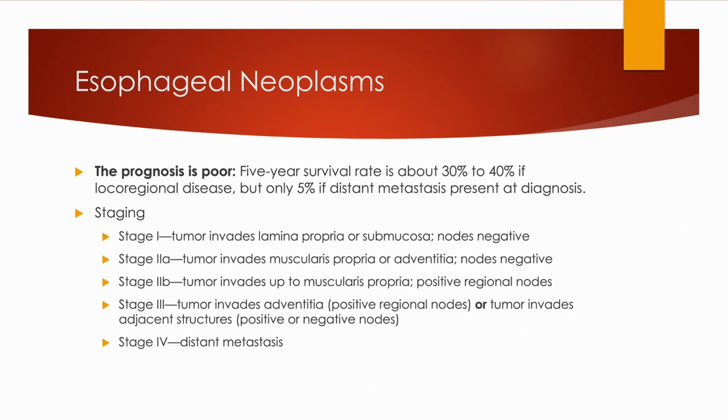The prognosis for esophageal neoplasms is poor, and that's mainly because it's usually pretty advanced by the time it causes enough symptoms to be detected. It says 5-year survival rate about 30-40%, but only 5% if there's distant metastases at the diagnosis. And they use a TNM system, which I'm not going to get into too much depth on, but it's tumor, node, and metastases.